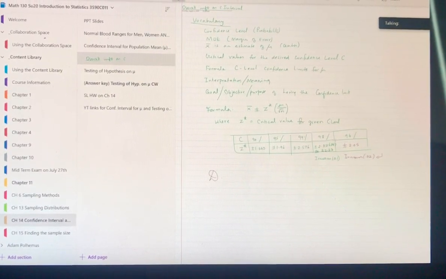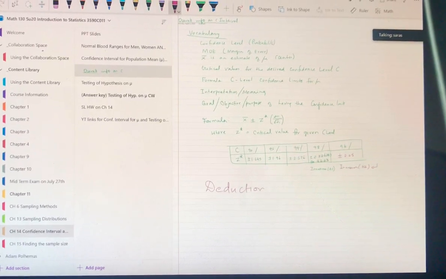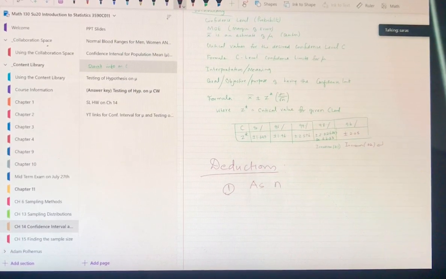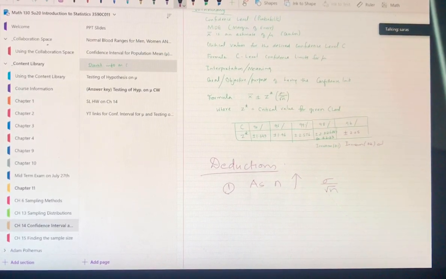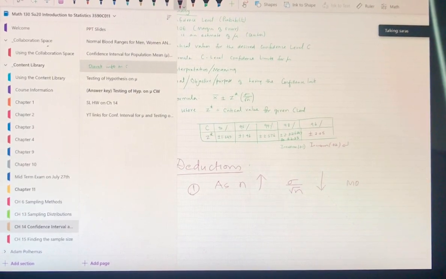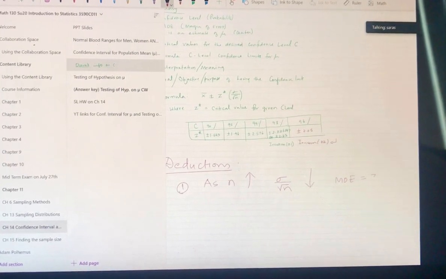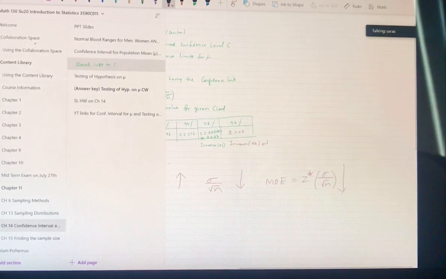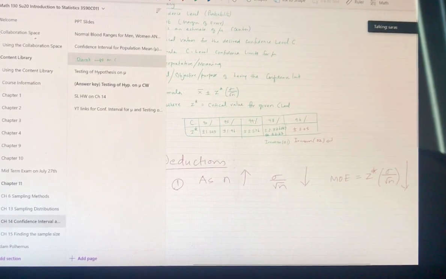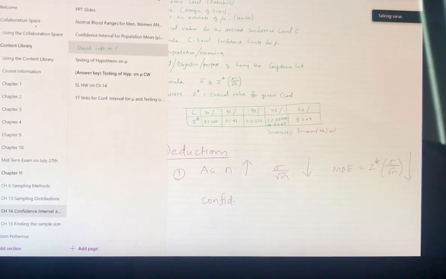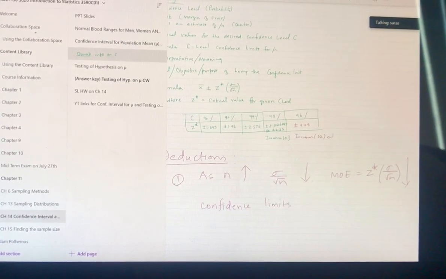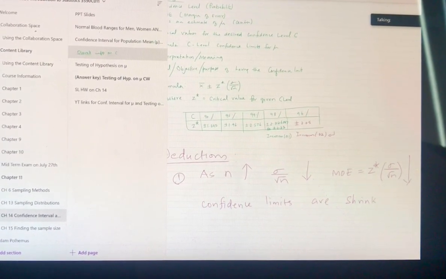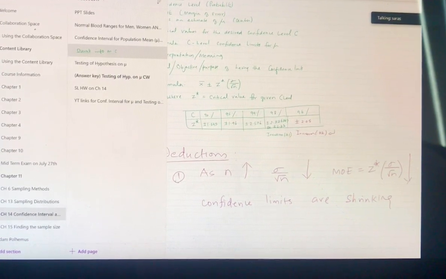And then the deductions. So what are the deductions? So we have seen the deductions. The first one is as n increases, your sigma over square root of n goes down. And then your margin of error, which is equal to z star sigma over square root of n, is also going down. And as a result, confidence limits are shrinking, because it's going to be small.